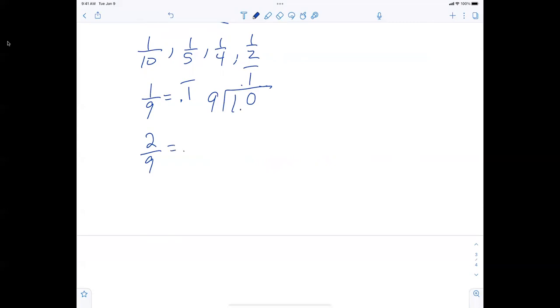0.2 repeating. Now, if you're not sure about that, watch. 9 goes into 2. 9 goes into 20 twice. 2 left over. So as everybody can see, it's just 2 repeating, right?